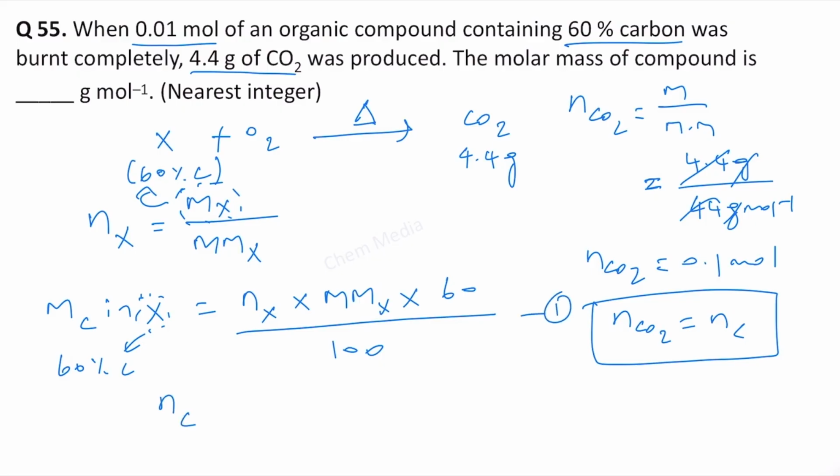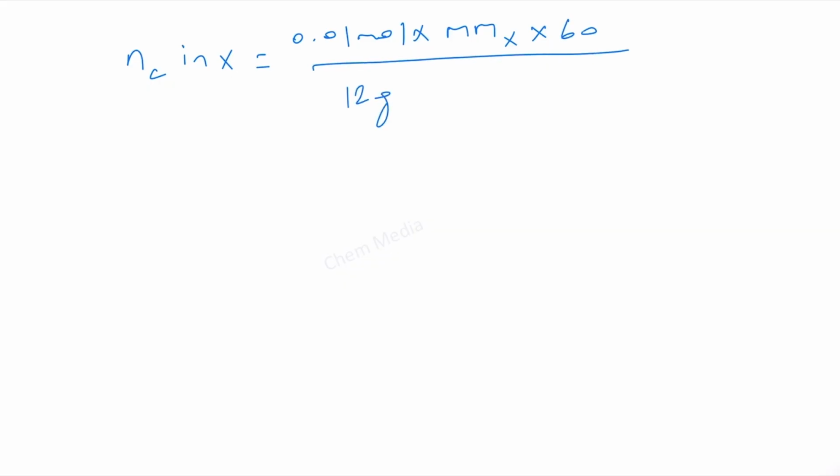Number of moles of carbon in X is equal to mass of carbon in X divided by molar mass of carbon. Mass of carbon in X, we can substitute this. Molar mass of carbon is 12 gram per mole. Therefore, number of moles of carbon in X is equal to 0.01 mole times molar mass of X times 60 divided by 12 gram per mole, that is the molar mass of carbon, times 100.